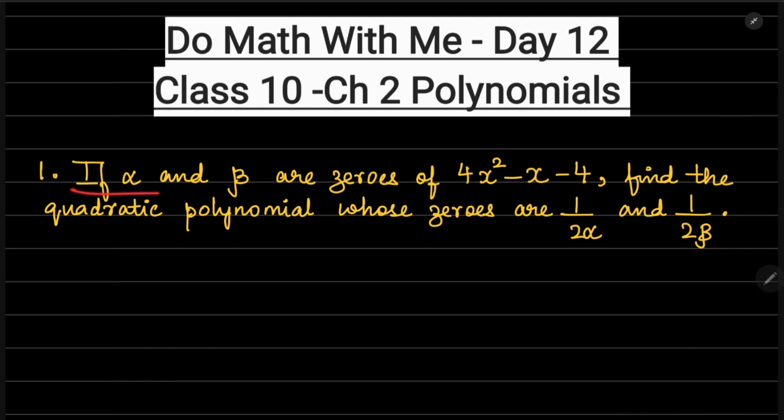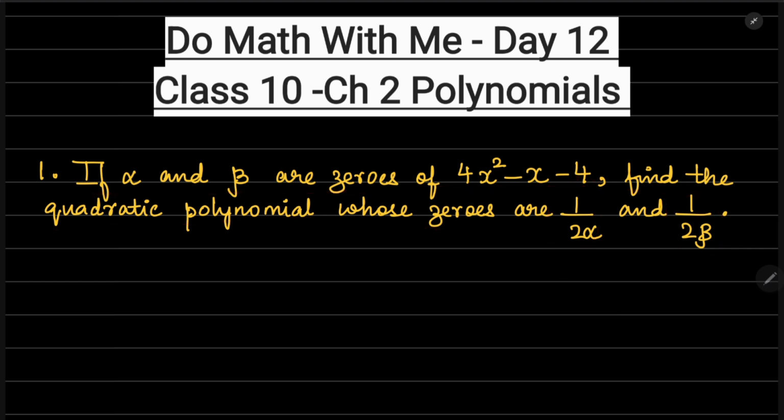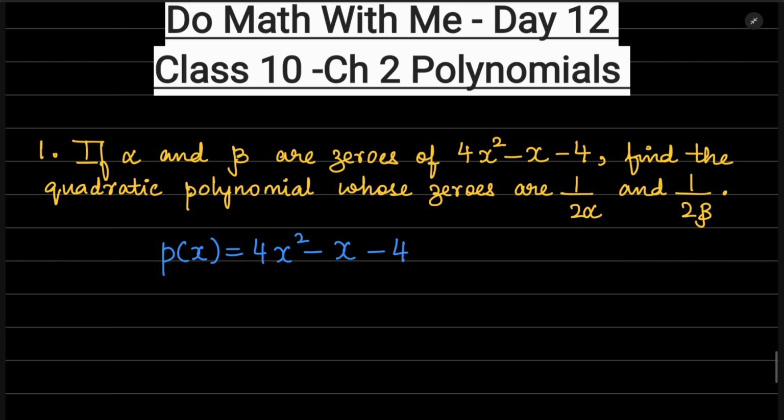The first question is, if alpha and beta are the zeros of 4x square minus x minus 4, then find the quadratic polynomial whose zeros are 1 by 2 alpha and 1 by 2 beta. Now, the given quadratic polynomial is 4x square minus x minus 4, and you are given that alpha and beta are the zeros of this polynomial p of x. Let us calculate the sum of the zeros.